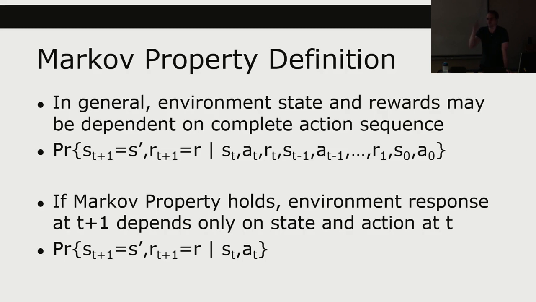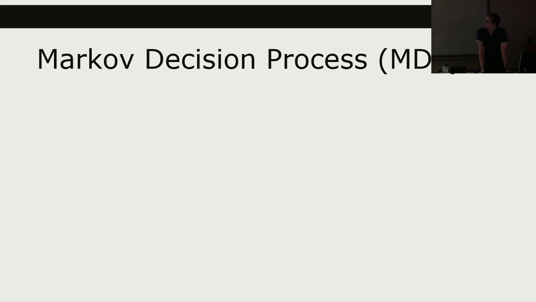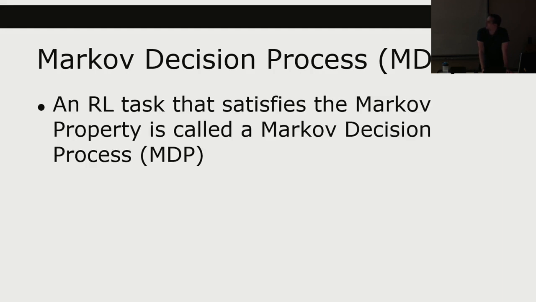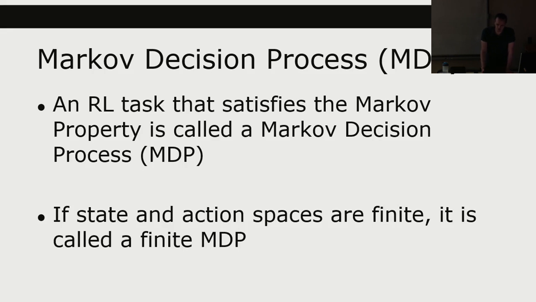Markov is just someone's name who figured this out a long time ago. So a Markov decision process, or MDP, has anyone heard of an MDP before? A couple of people? If you're in engineering, you've probably heard of it. But any reinforcement learning task that satisfies the Markov property is called a Markov decision process. So if you ever hear MDP or Markov decision process, now you know what it is. And if the state and action spaces are finite, it is called a finite MDP.